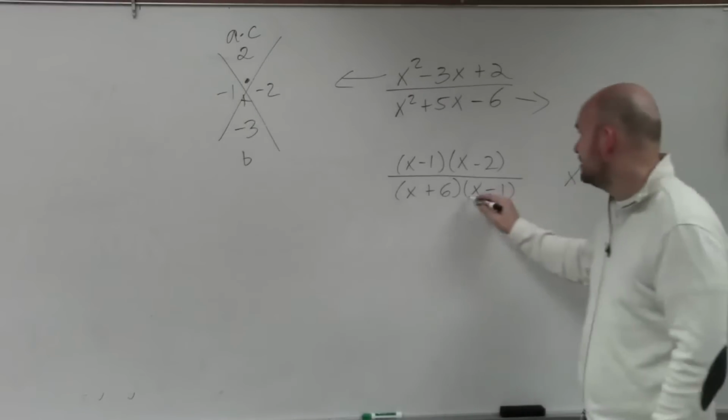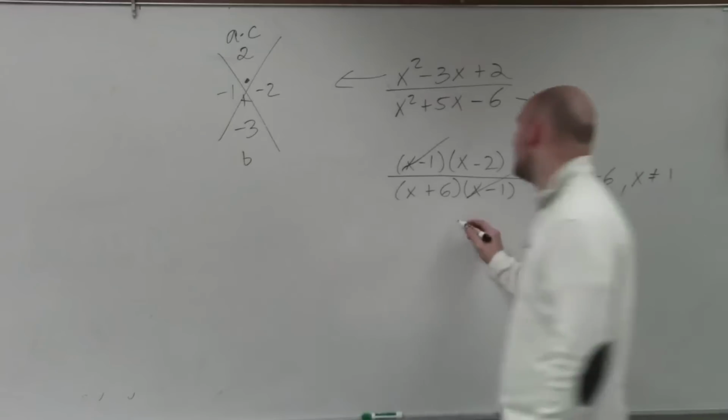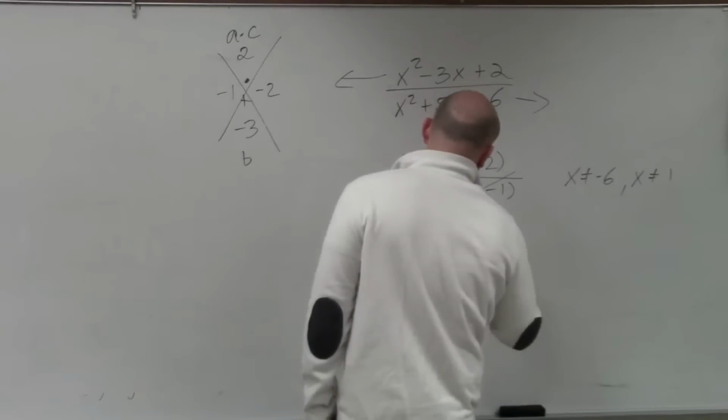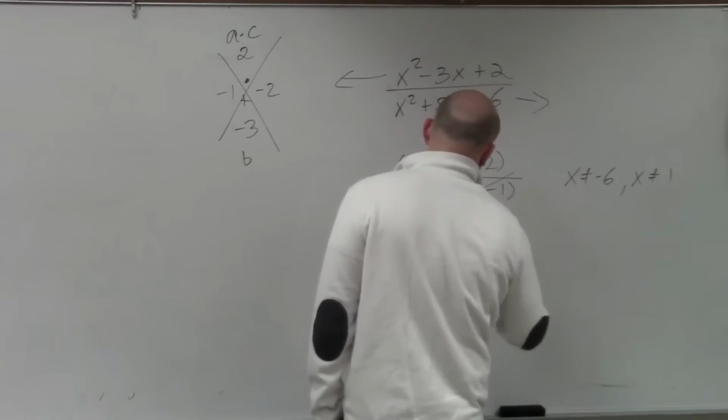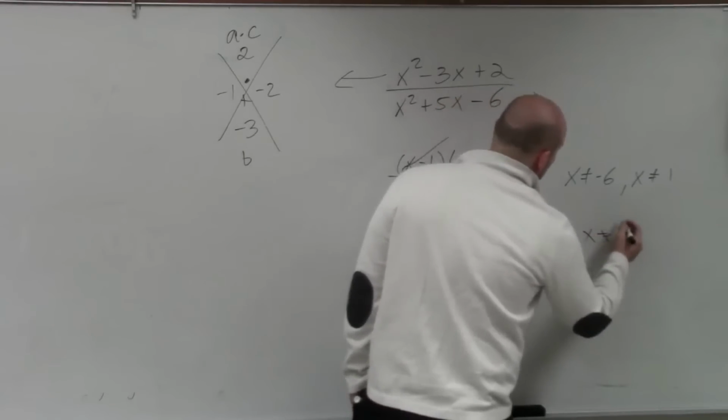The x minus 1s, those divide out. They don't need to be right under each other. They divide out. So therefore, our final answer is x minus 2 divided by x plus 6, where x cannot equal negative 6 and x cannot equal positive 1.